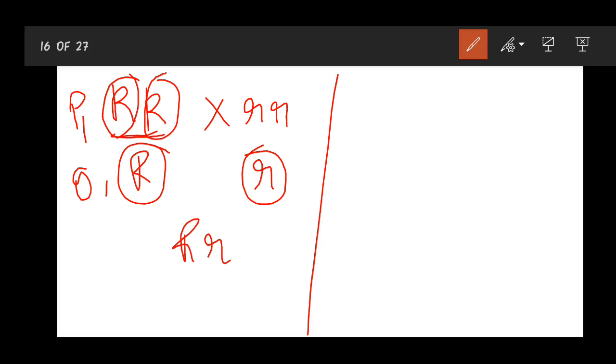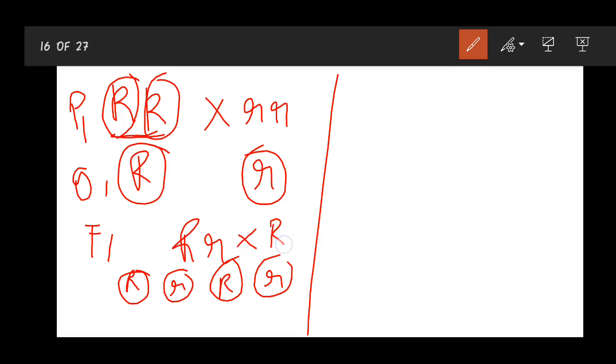If this is the F1 and F1 is crossed with F1, you get the gametes. I'm not drawing the entire gametes here. The next generation, when you cross these, will be capital R capital R, capital R small r, capital R small r, and small r small r. So this is a normal Mendelian monohybrid cross.